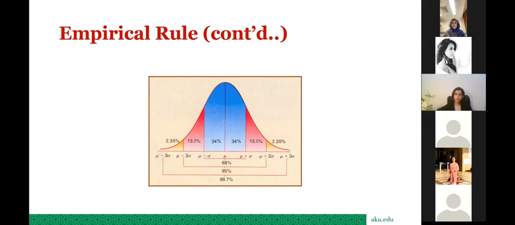So when your data is normally distributed, you report means and standard deviation, or variance you can report. That's up to you, but the commonly used is the standard deviation. But when your data is not normally distributed, right? So your empirical rule is not fulfilled. It's not a bell-shaped curve, right? So in that case, your data is not symmetrical.